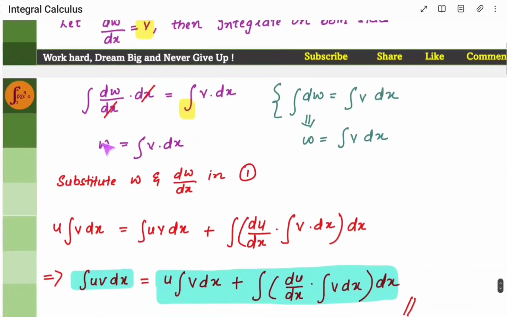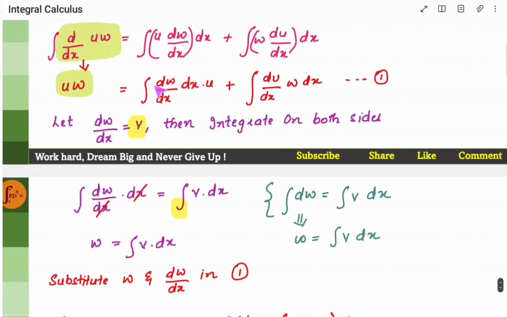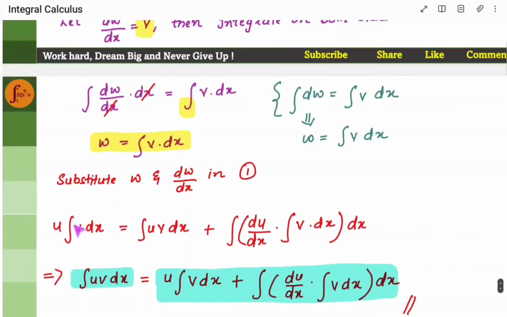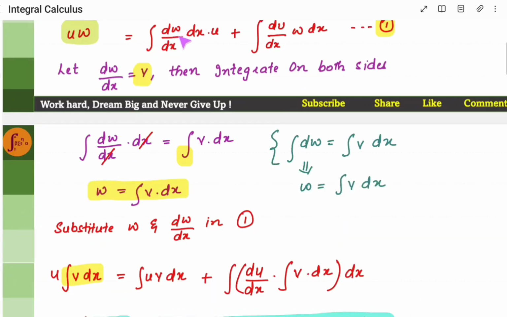Now what I'll do, I'll substitute this w in this equation. Instead of w, we'll substitute what we obtained here. We'll substitute this in this particular equation. So we have u into w, and instead of w, we'll put integral of v into dx. Instead of w, we'll put integral of v into dx is equal to, what is dw by dx? This entire thing, which is here, is nothing but v into dx.